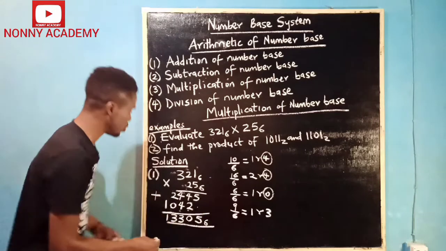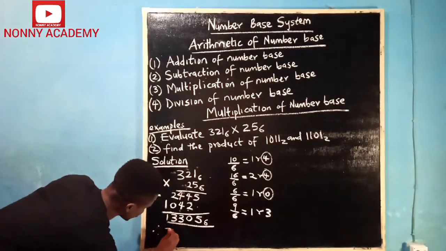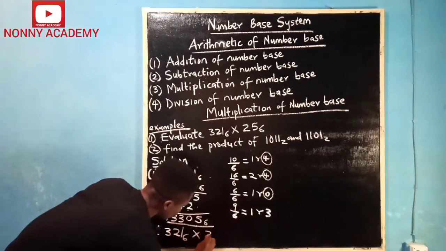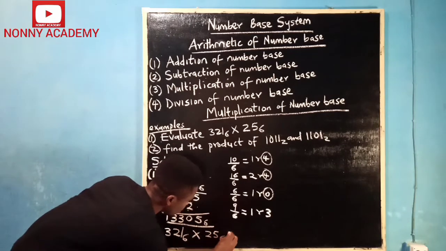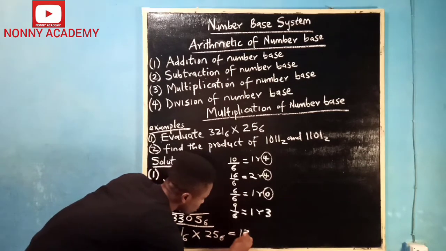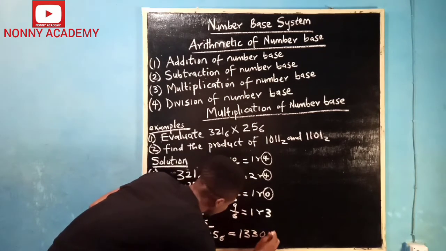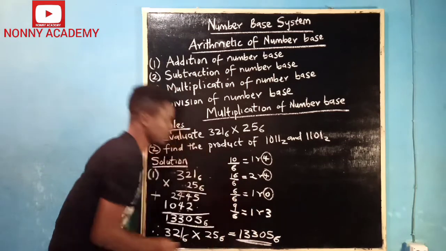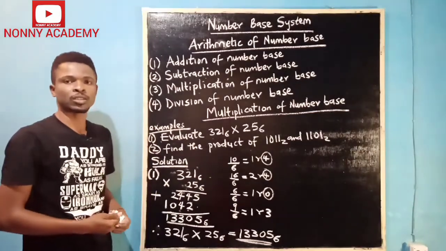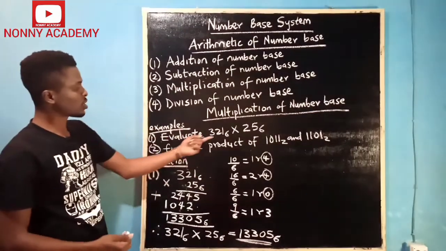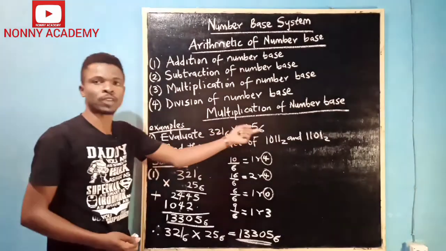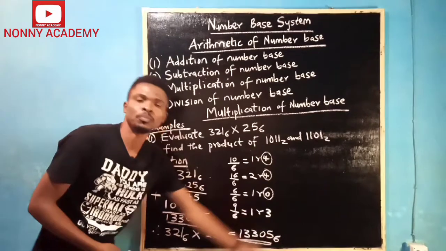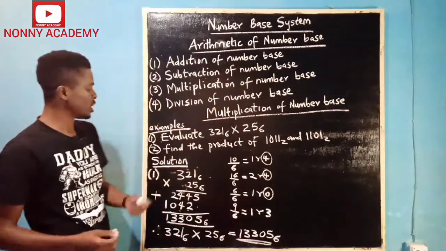Now, my final answer will be 321 base 6 times 25 base 6 is equal to 13305 base 6. So this is my final answer. The question says evaluate 321 base 6 times 25 base 6, which gives me 13305 base 6. Now let's take a look at the second example.